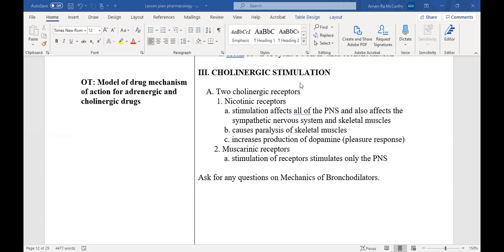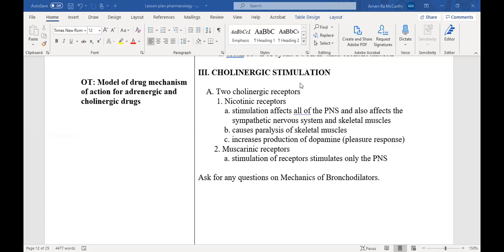You ever heard of runner's high? People who run miles and miles, when they stop, they feel high, they feel good. That's called a runner's high because of the release of dopamine. That's happening on the cholinergic side, right? Okay. Now that's happening on the nicotinic receptor of the cholinergic response.